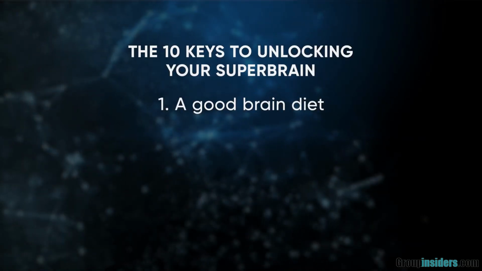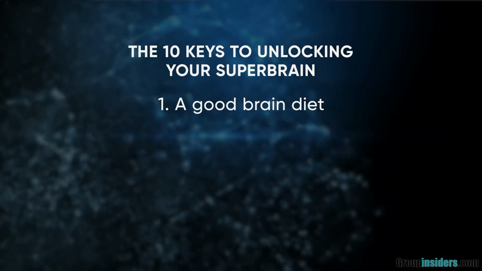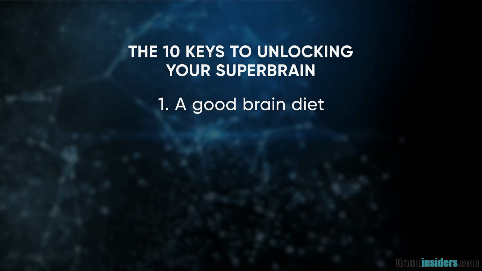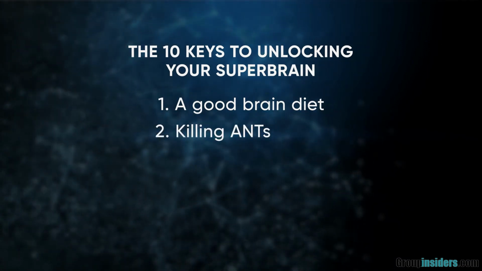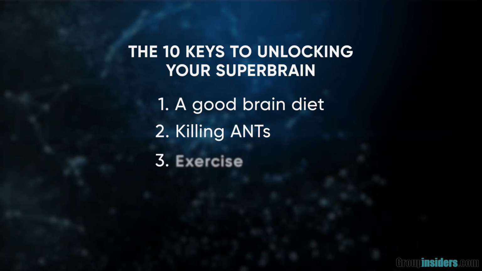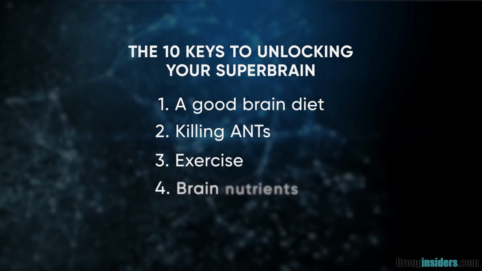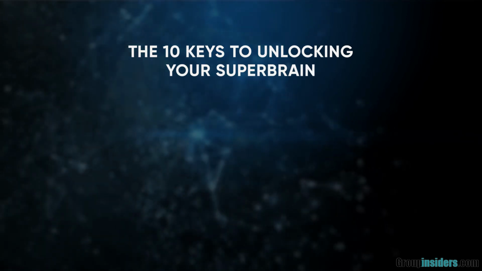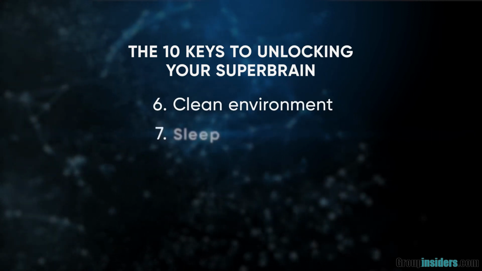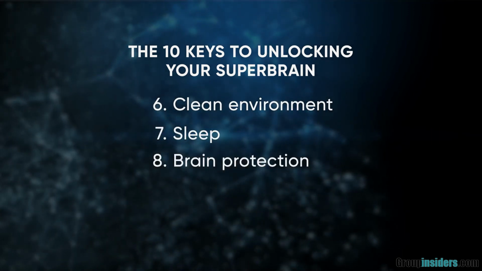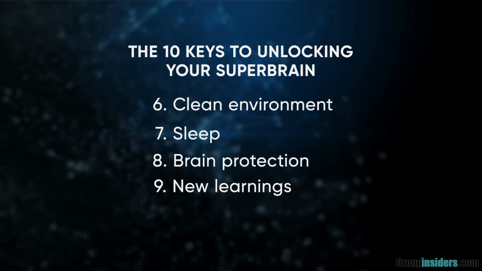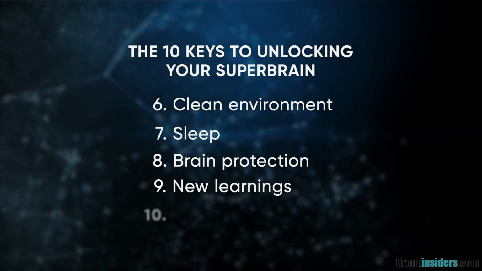Okay, let's do it together. Number one was a good brain diet. Remember, this is our quick review. Spaced review is very important, which is why I love the format of this quest every single day. Number two was killing ANTs, automatic negative thoughts. Number three was exercise, very good. Number four, brain nutrients, brain vitamins. Number five, your positive peer group. Number six, clean environment. Number seven was sleep. Number eight, brain protection, like wearing a helmet. And number nine was what? New learnings, which is what we're doing every single day. And number ten is stress management.